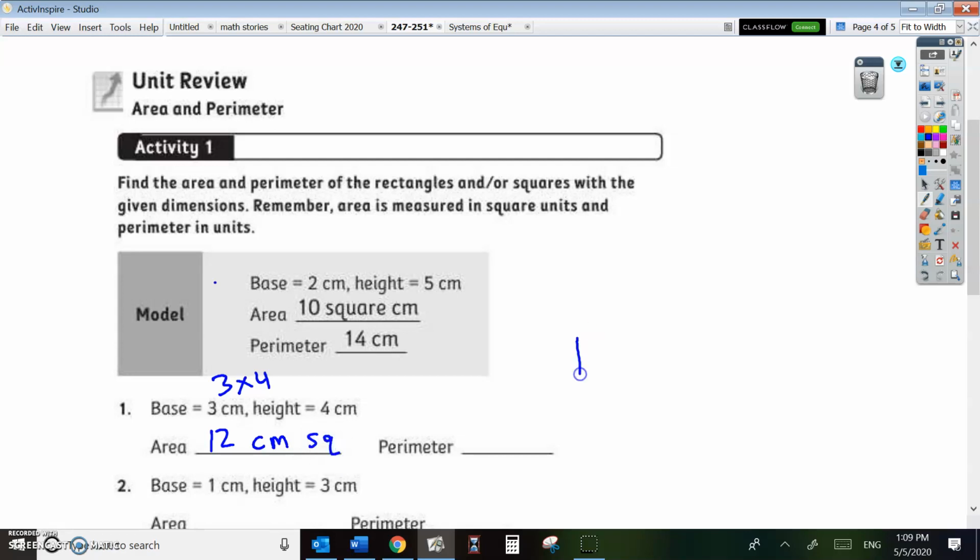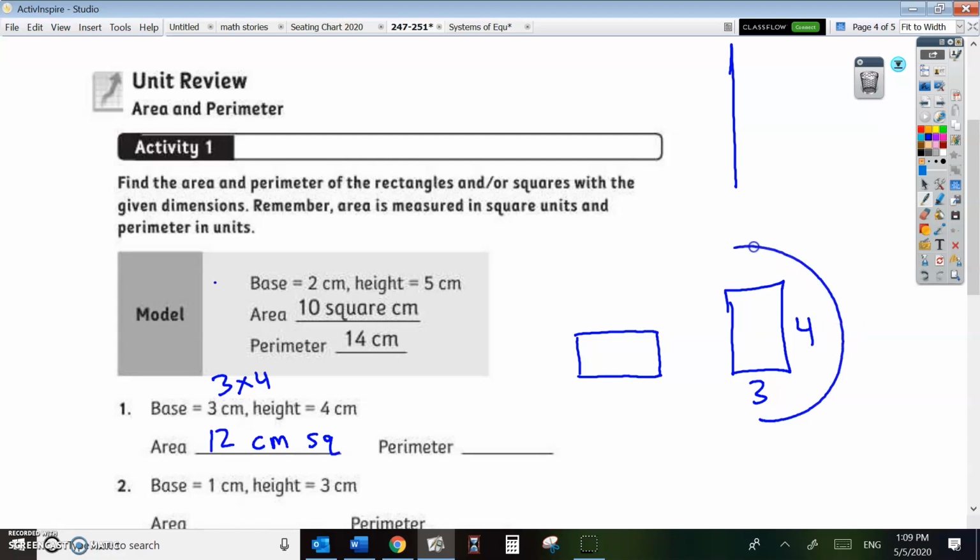And perimeter is going to be, let's see, I didn't do a very good rectangle because it has to be 3 by 4. So remember, perimeter is all the way around. So this one would also be 3 and this one would be 4. So add the bottom and the top, you get 6. Add the sides and you get 8.